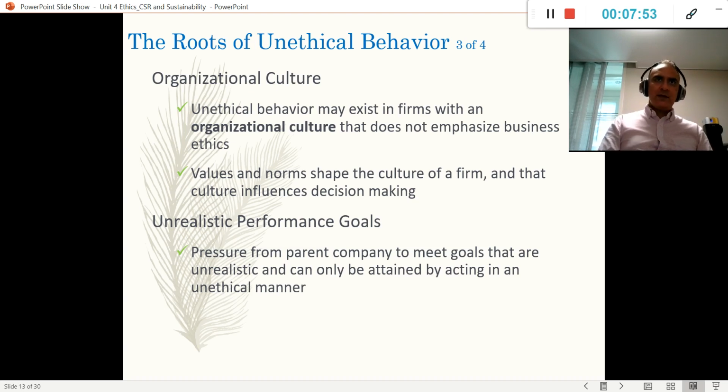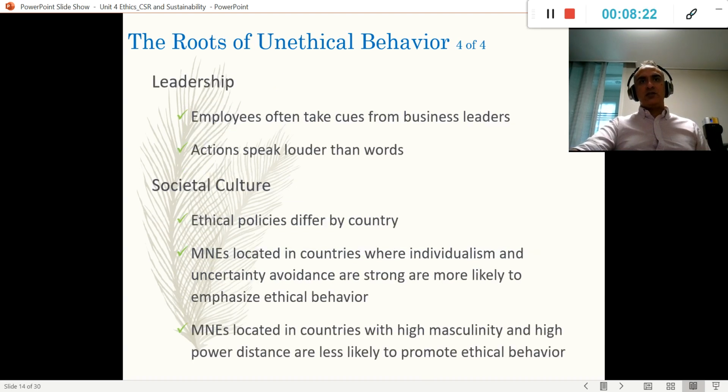We also face unethical behavior because of unrealistic performance goals, which is we want to produce more, but producing more always comes at the expense of something or someone. So it could be the environment, maybe because I'm using materials that can yield more, but they pollute more, or I can produce more, but employees are underpaid or working extra hours or working in not good conditions.